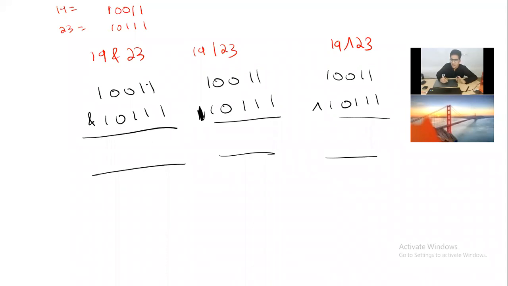Let's see. In the AND operator, only if both inputs are 1 is the output 1. So 1 and 1 answer is 1. 1 and 1 answer is 1. 0 and 1 answer is 0. 0 and 0 answer is 0. 1 and 1 answer is 1. Here, when I come to OR, in the OR operator, if any one of the inputs is 1, the output is 1. So 1 or 1 is 1, 1 or 1 is 1, 0 or 1, at least 1 is there, so 1. 0 or 0 is 0. 1 or 1 is 1.